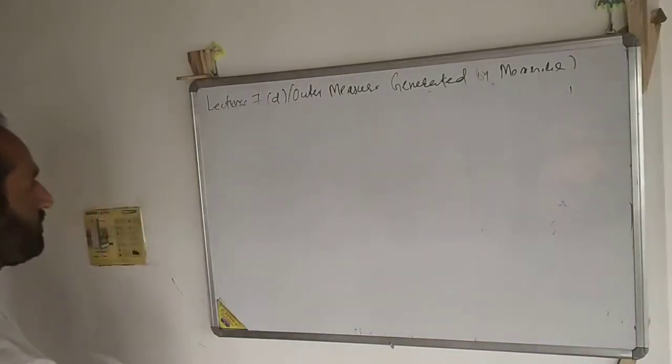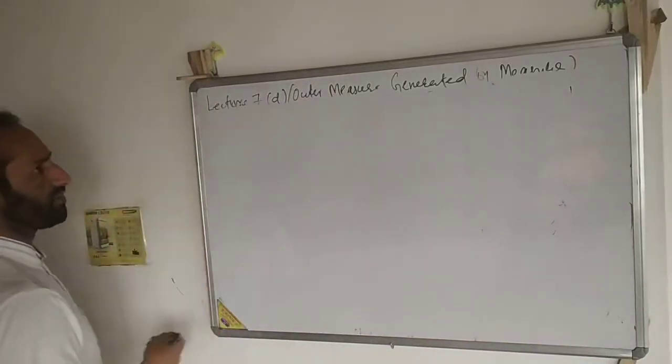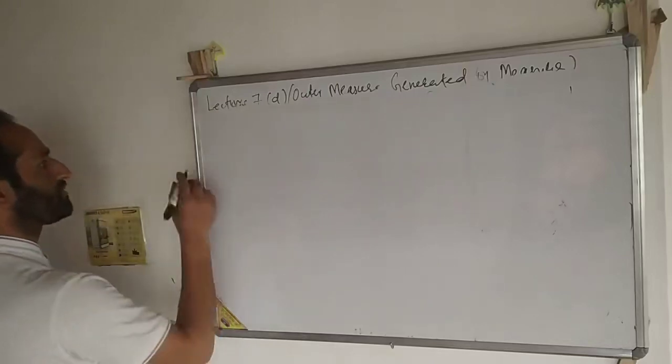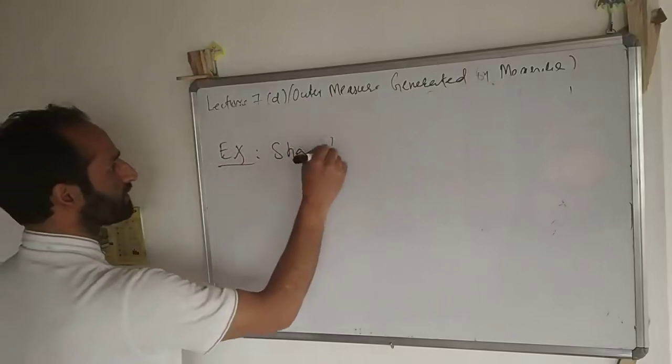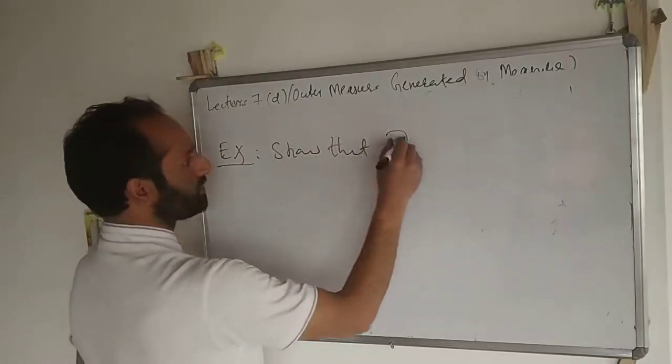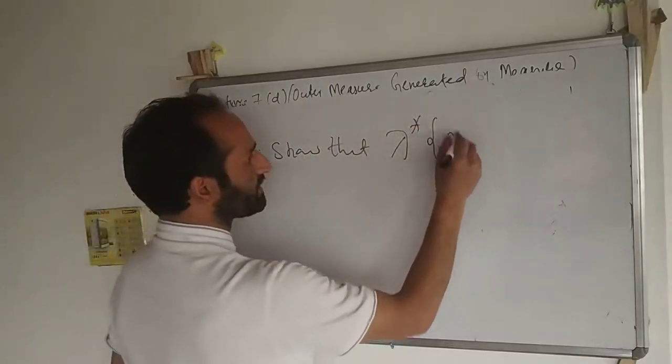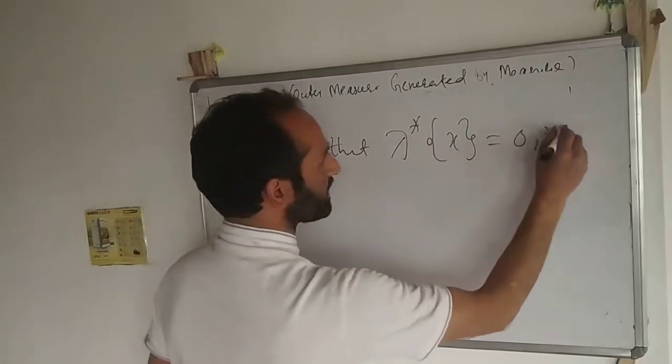So now we prove certain interesting properties of Lebesgue measurable sets. First, we show that the Lebesgue measure of any singleton set is 0 for every x in R.